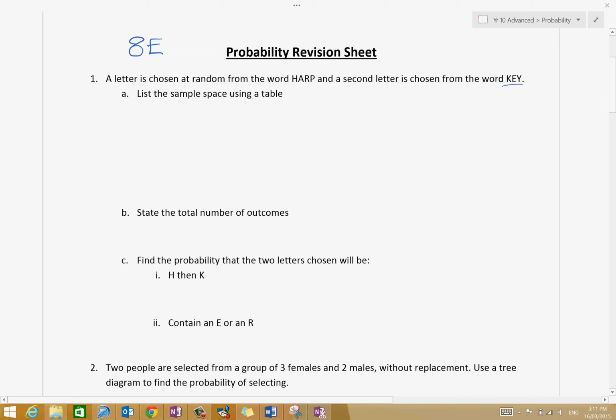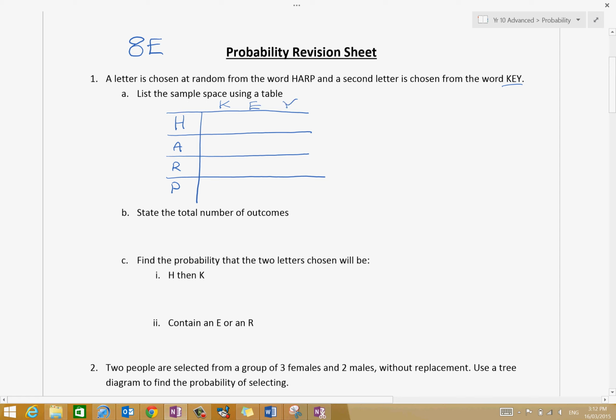So what we need to do is, and your table might look different, we need to set up that our first option is from harp. And we have to list all the favourable outcomes. So that's what we're going to do. For the first one, the column on the left, harp, is our first option. Then our second letter is chosen from the word key.